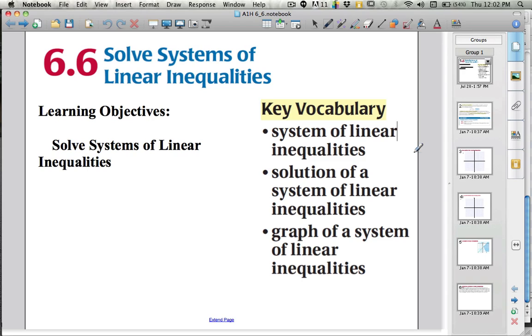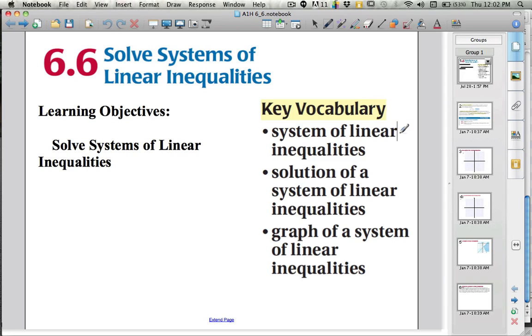In 6.6, we're going to wrap up our work with linear systems by working with systems of linear inequalities. Our learning objectives for this section are to solve systems of linear inequalities. You've already worked with systems of linear equations, and you've already worked with linear inequalities. This is basically taking the same ideas that evolved from linear equations to systems of linear equations, relating it to linear inequalities and systems of linear inequalities.